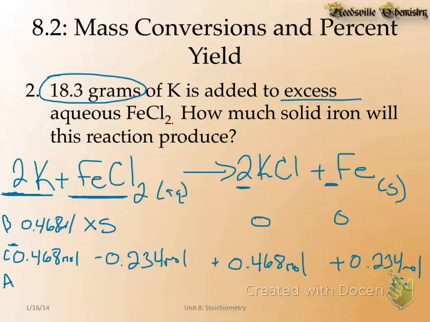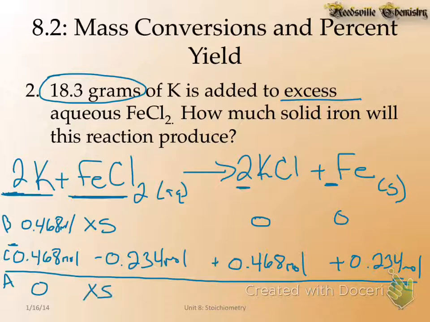Okay. And then we've got our after. Okay, this is our last section right here, the after. So we've got 0 for that. We still have excess iron chloride, and we now have 0.468 moles of KCl, and we have 0.234 moles of iron. Okay. Now, this is the number that we are most concerned with when trying to figure out the amount of mass of solid iron that we produced. So we're going to do that next.